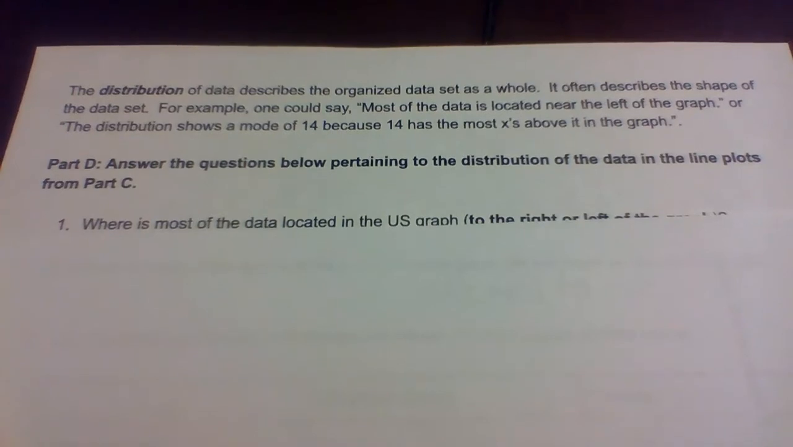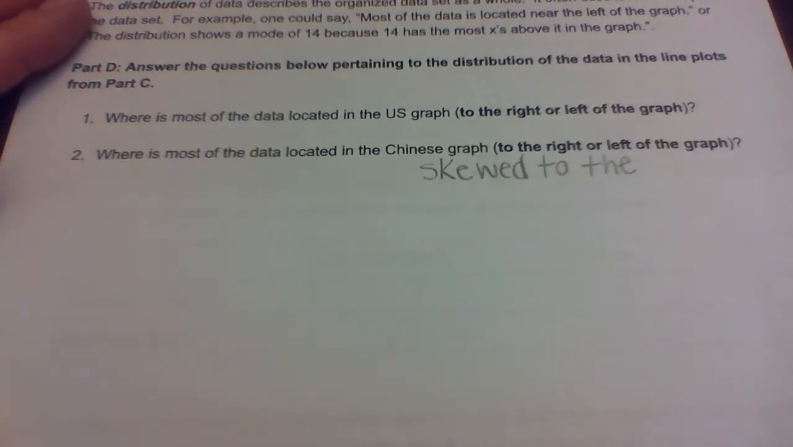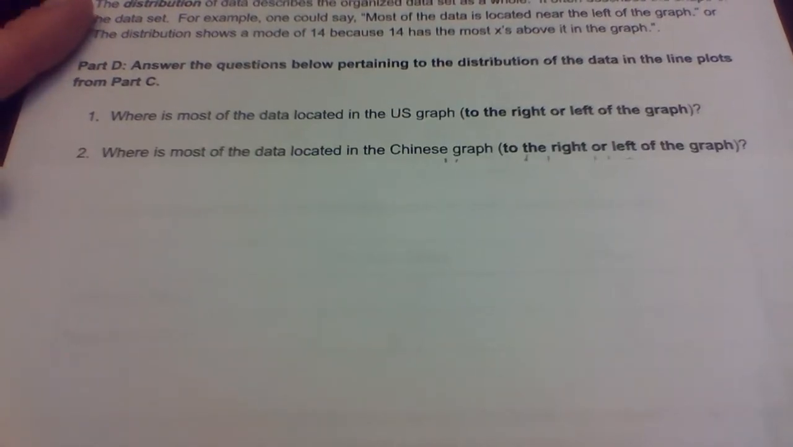So looking at part D, it is asking you to answer the questions below. And the very first one talks about the data distribution. Is it located to the right, to the left? Sometimes maybe it's right in the middle. This asks, where is most of the data located in the US graph? To the right or to the left?